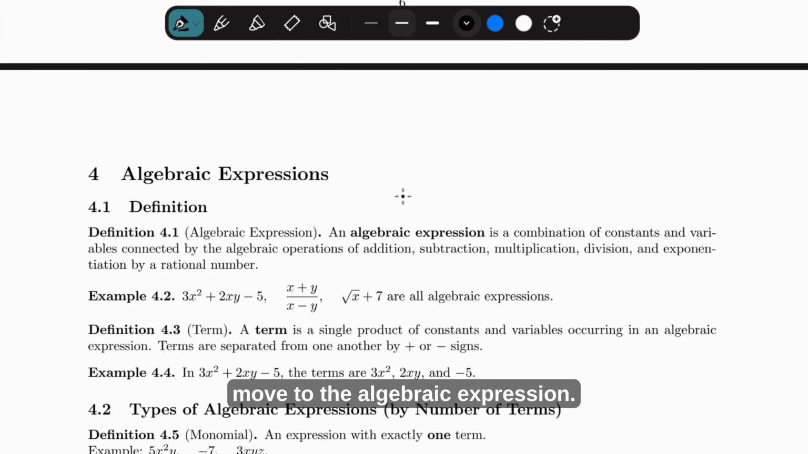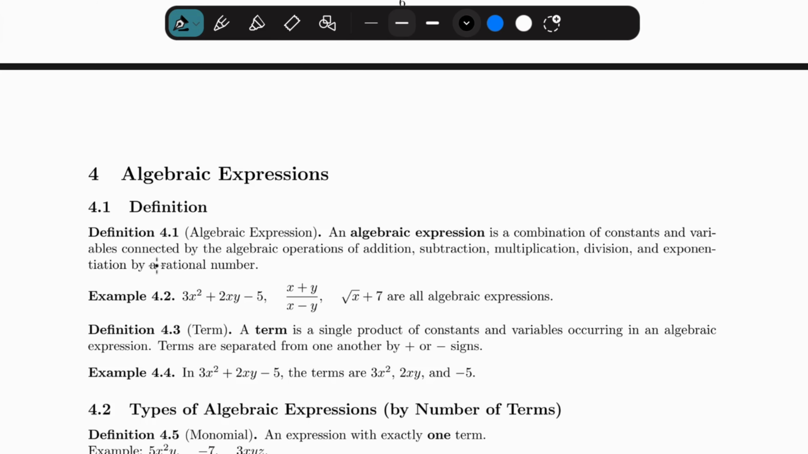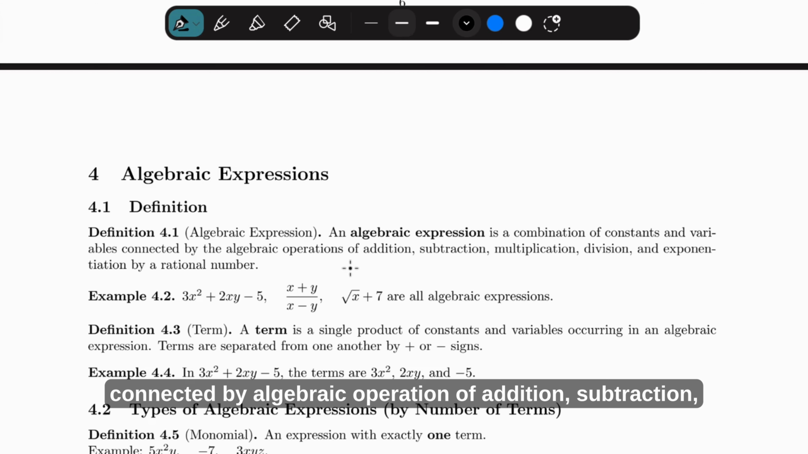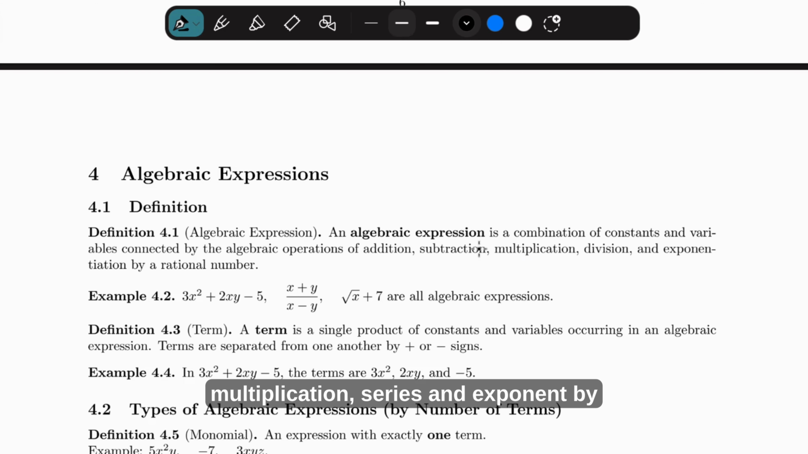Now let's move to the algebraic expression. Definition: what is an algebraic expression? It is a combination of constants and variables connected by the algebraic operations of addition, subtraction, multiplication, division, and exponentiation by a rational number. It doesn't need to be rational because we have defined up to real, so it could be anything.